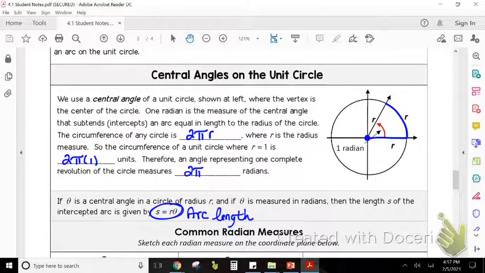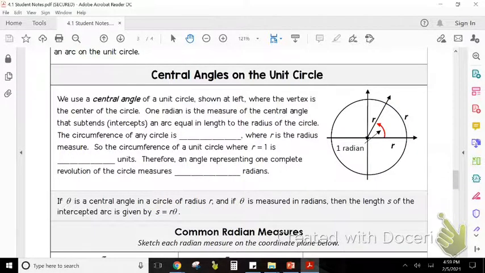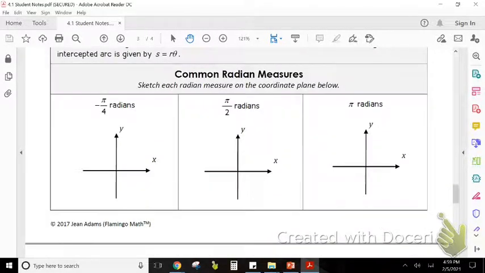All right, so before we move on to the next thing, let's talk about common radian measures. I'll just talk about it as we do the examples. We're going to sketch each radian measure on the coordinate plane below. Oh, excuse me. So let's look at the last one there, actually. We're looking for pi radians.